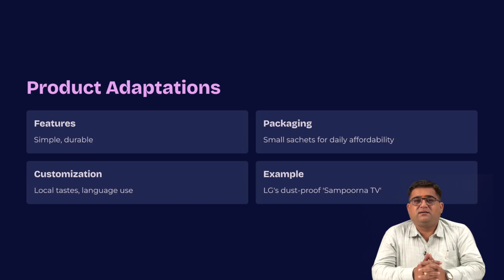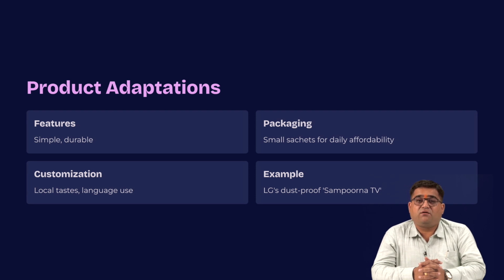Let's first consider product adoptions for the rural market. The product design, features and packaging must align with rural users' pattern and preferences. Simplicity and durability are often valued more highly than complex, delicate features. Many companies develop rural specific products or variants. A classical example is LG's Sampurna TV, designed with features like extra loud volume and dust proof technology specifically for the Indian rural environment. Packaging is another key area for adoption.